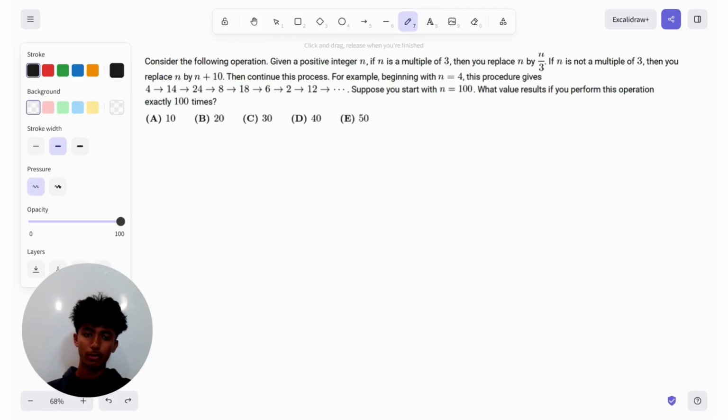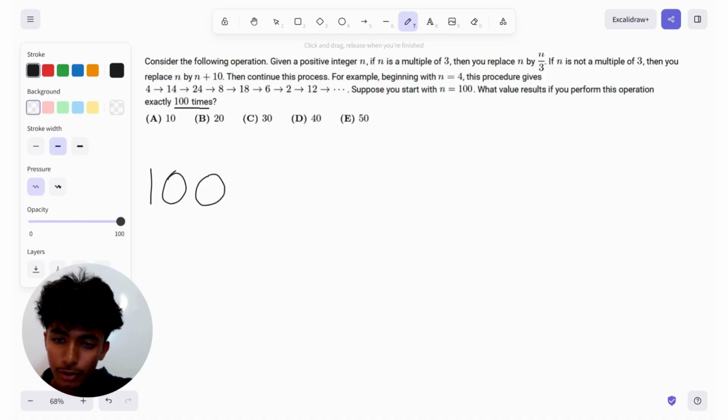Now suppose we start with n equals 100. What value would we get if we perform this operation 100 times? So let's test it out and see if we can find any patterns. Because usually when we're given large values like this, large amounts of iterations like this, we usually want to find some patterns.